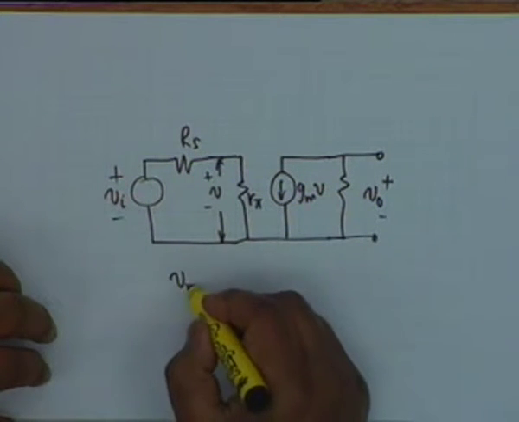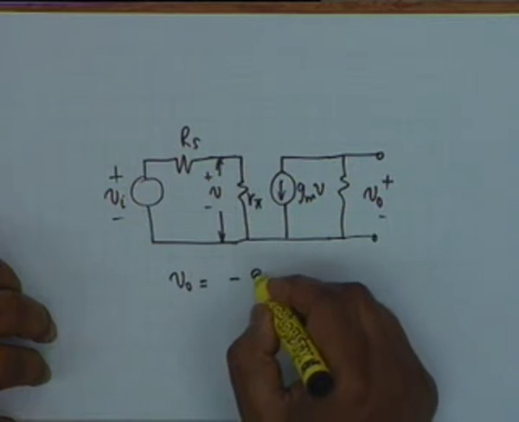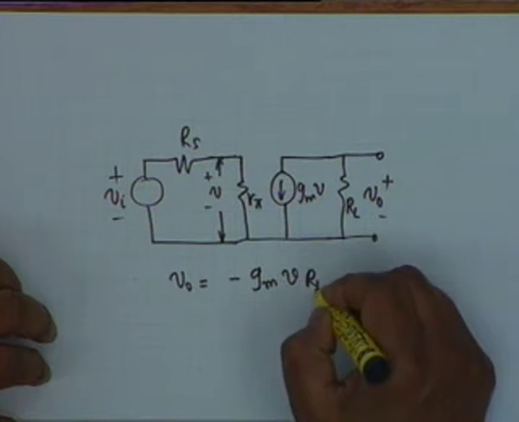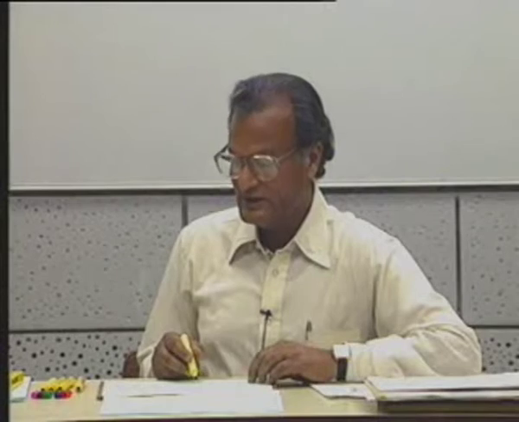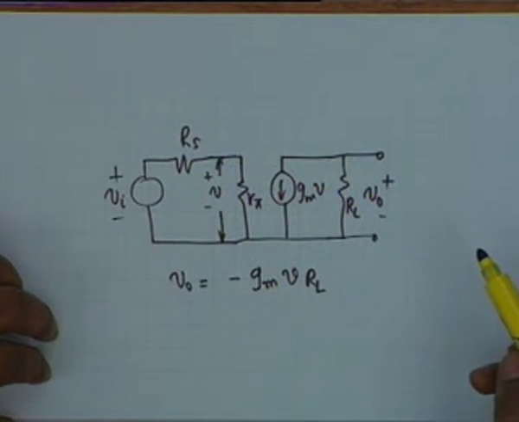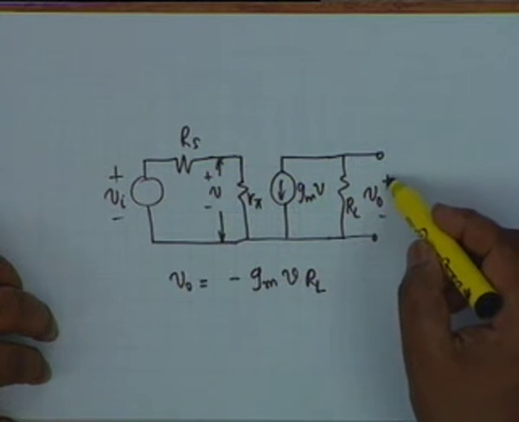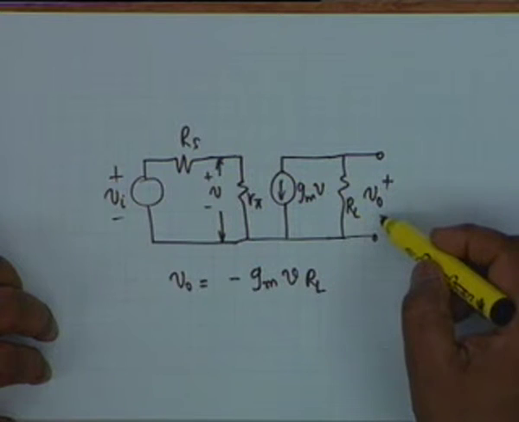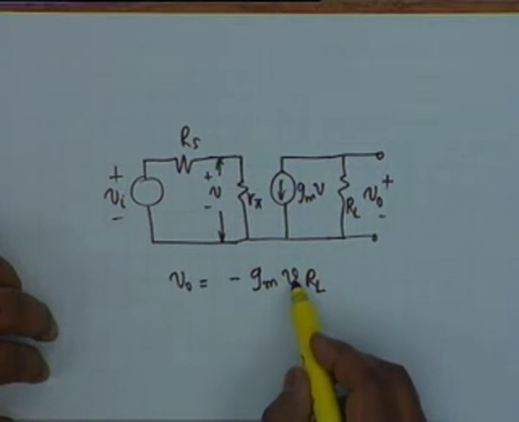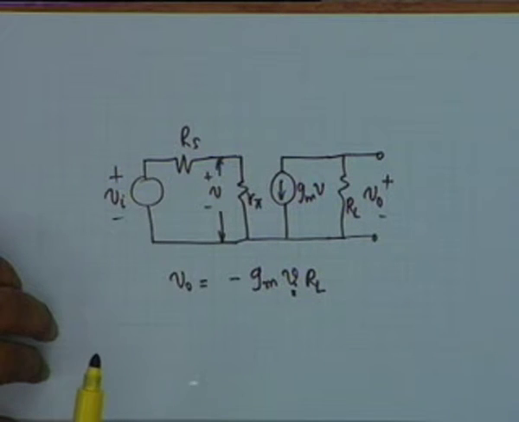You can easily see that the output voltage V0 is simply minus GM V times RL. Why is the negative sign? Because the current flows like this. The voltage polarity is positive up and negative down. Alright. So, if I can find what V is, if I can relate V to Vi, then I shall know what is the ratio of the output voltage to the input voltage.